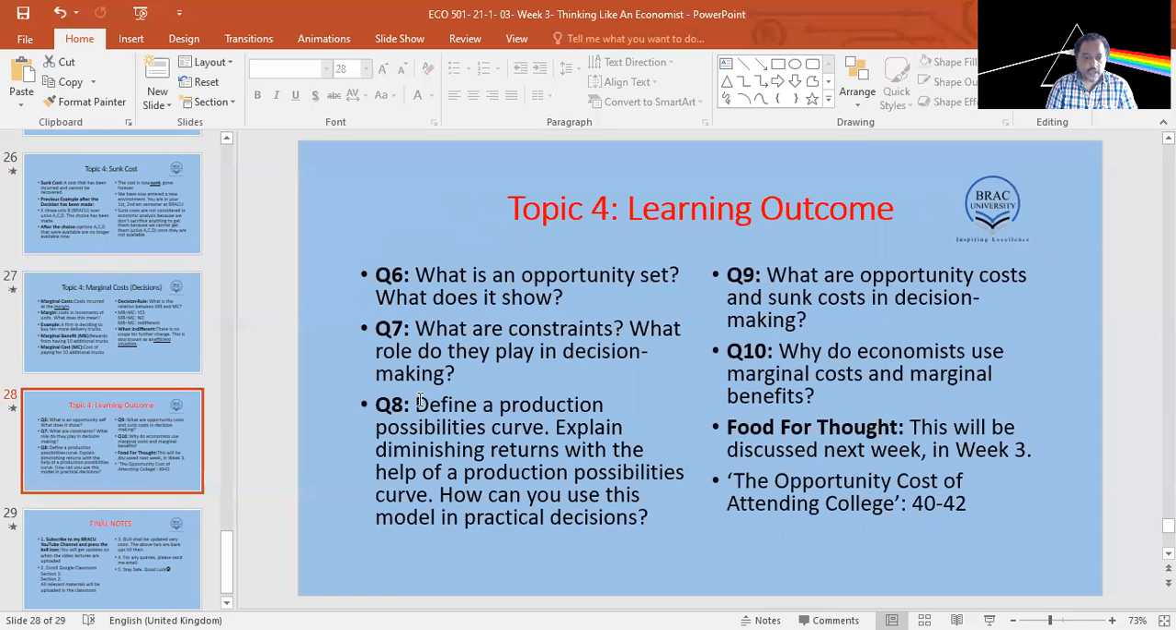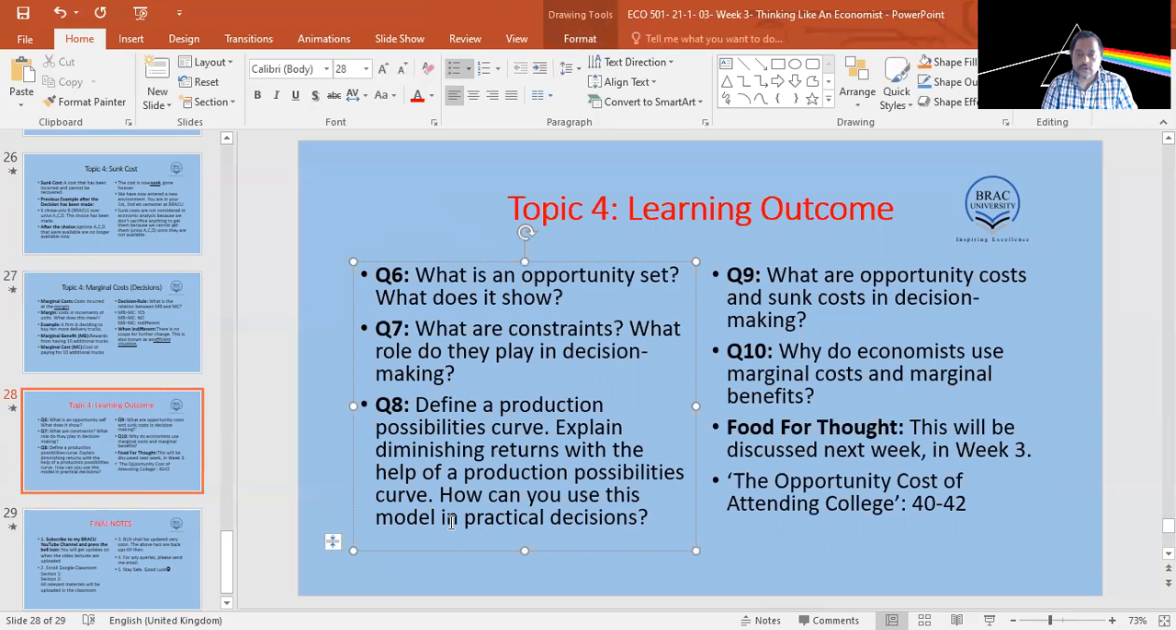These ones we will be looking at in the discussion class. What is a production possibilities curve? Explain this and that. And this 9 and 10, 9 we don't need to discuss that much. We've discussed it a lot in the last week. Why do economists use marginal costs and marginal benefits? Because when we make a decision, we make it unit by unit. We seldom, never go from the first unit to the last unit. Okay, so this we will be looking at later on. The opportunity cost of attending college.